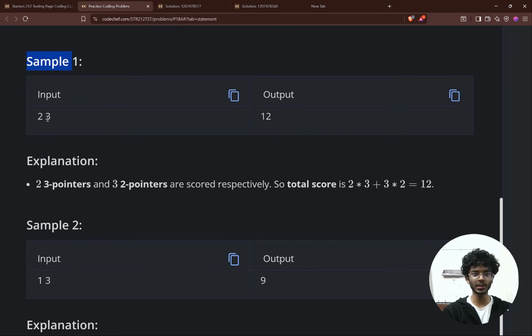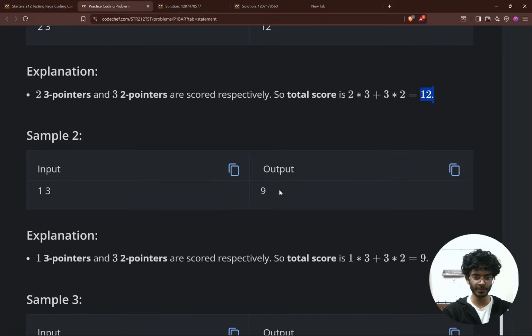Now let's see sample input one. In sample input one, the team scored two three pointers, so the total number of points for this would be six, that is three times two. And the team scored three two pointers, so the total number of points for this would be three times two again, which is six. So the total score of the whole team is 2 times 3 plus 3 times 2, that is 12.